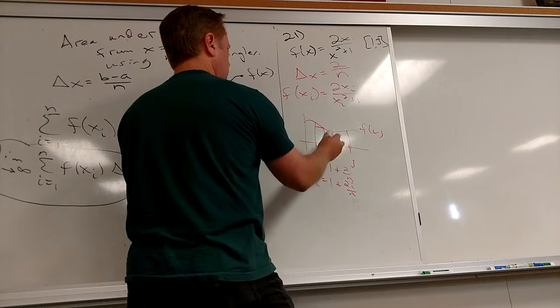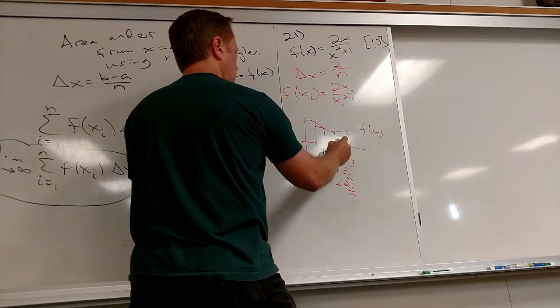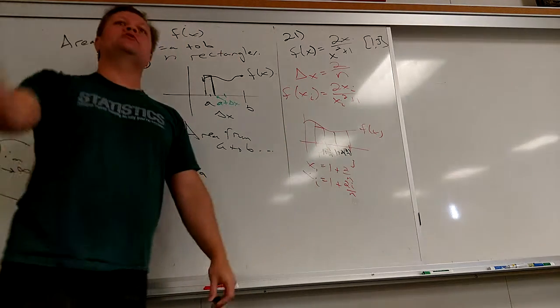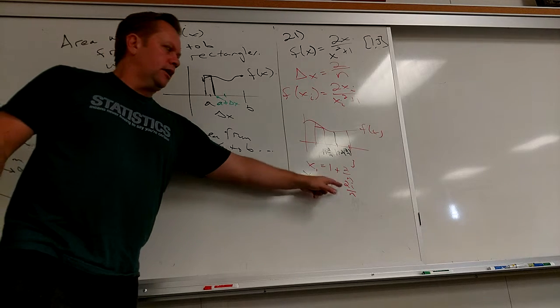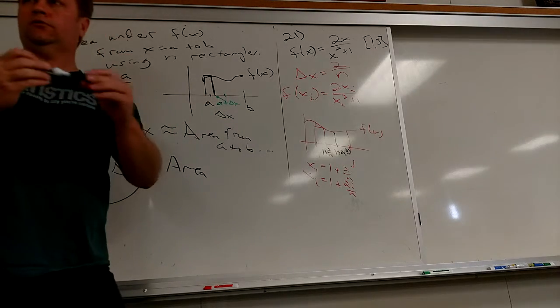So if this one is going to be 1 plus 1 step, what's the next one going to be? 1 plus 2 of these 2 over n's. I'm going to add another 2 over n. So to get to the ith one, I have to add i 2 over n's to get there.